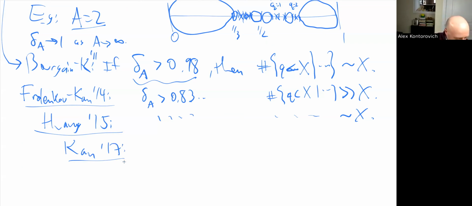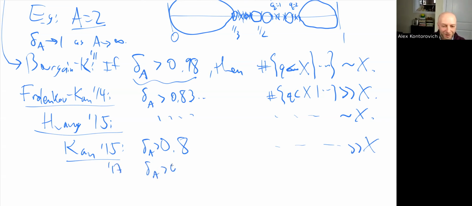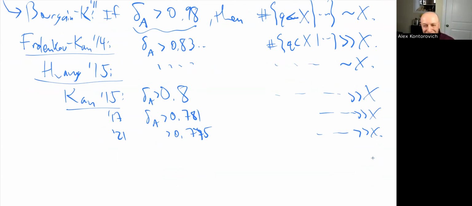Let's see, I wrote these down also. Kahn in 2015 got this down to 0.8. So the necessary value of delta is down to 0.8, but again, only for a positive proportion. And then in 2017, he kept working on this very hard, 0.781. And then in 2021, he got it down to 0.775.